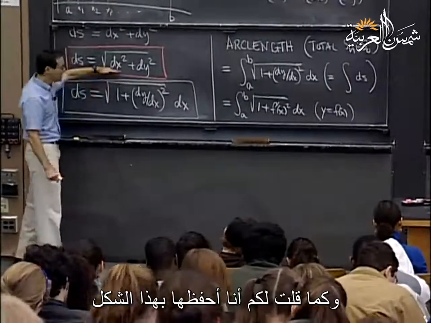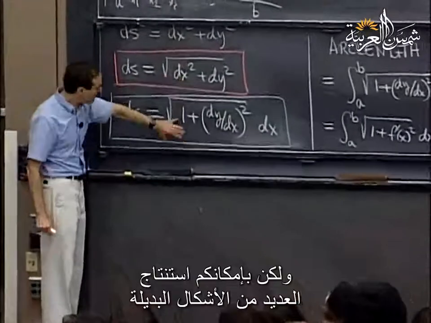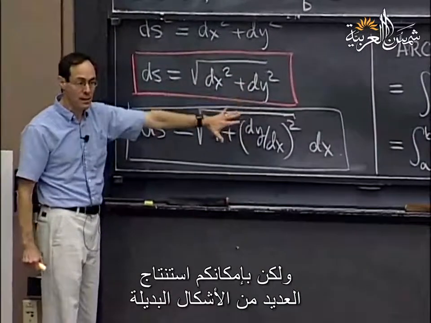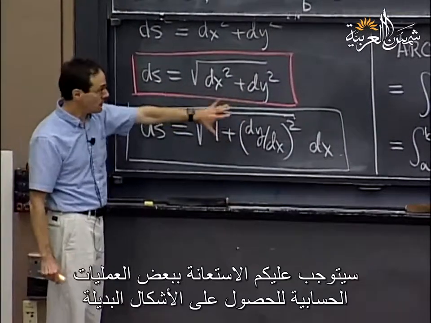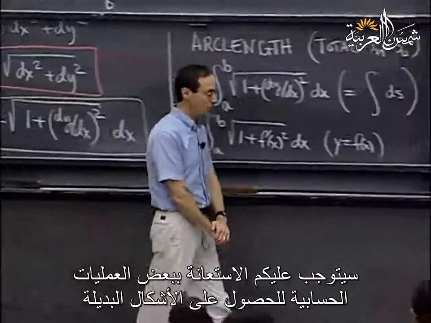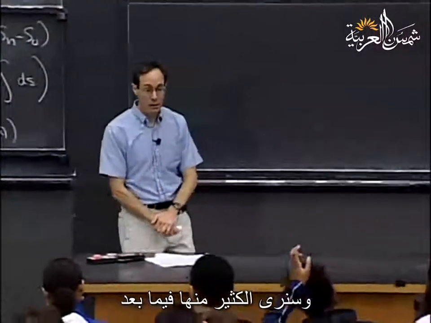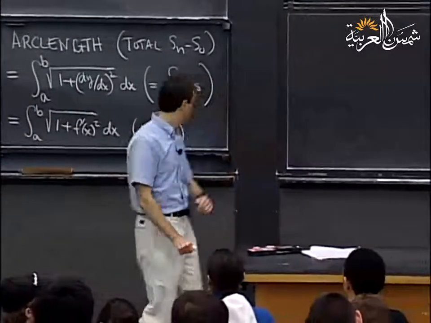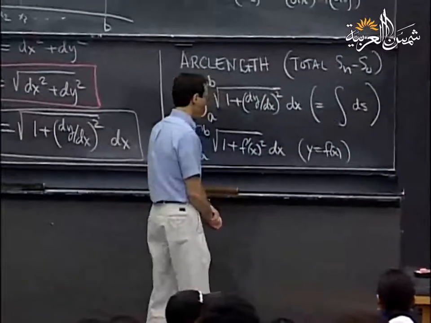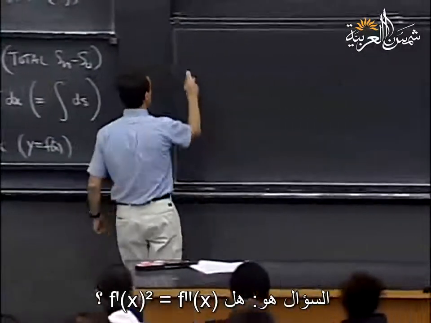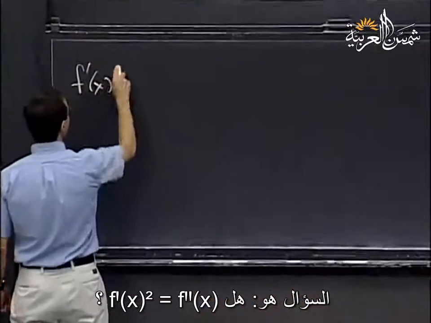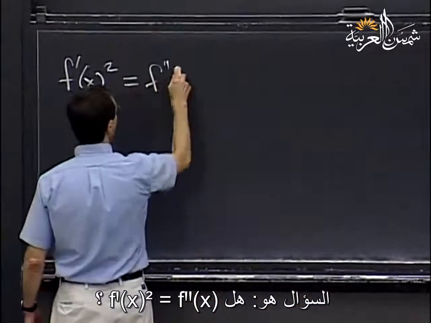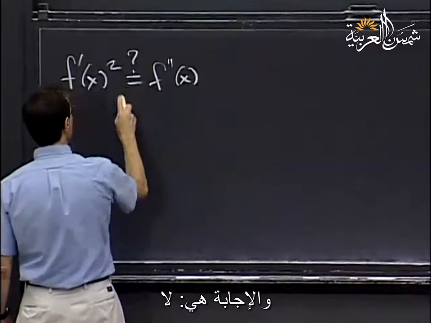And as I say, I remember it this way. But you're going to have to derive various variants of it. And you'll have to use some arithmetic to get to various formulas. And there will be more later. Yeah, question? Is that supposed to be the same as f double prime of x? OK, the question is, is f prime of x squared equal to f double prime of x? And the answer is no.